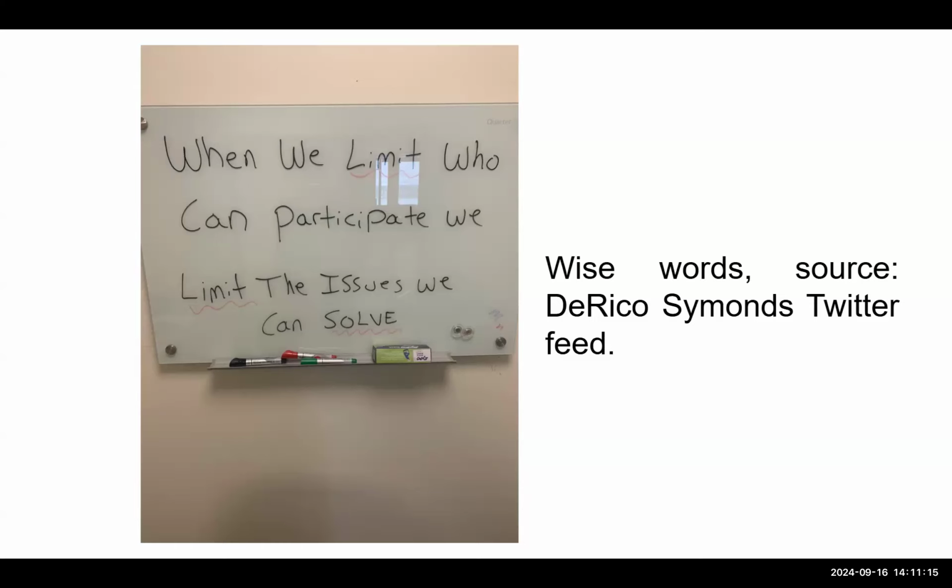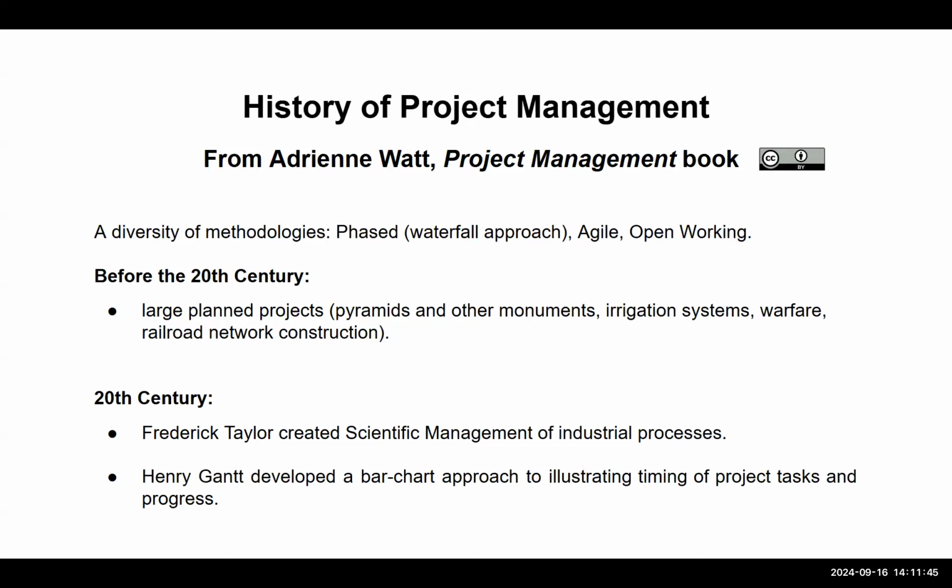This is from Derico Simmons on Twitter, wise words: when we limit who can participate, we limit the issues we can solve. So if you have greater participation, if your project is more inclusive, that means building a good, healthy community. That also means building a good project that has a good focus on what it wants to do. Then you can solve issues that you'll have, and it facilitates your ability to solve them. So that's a little bit about community.